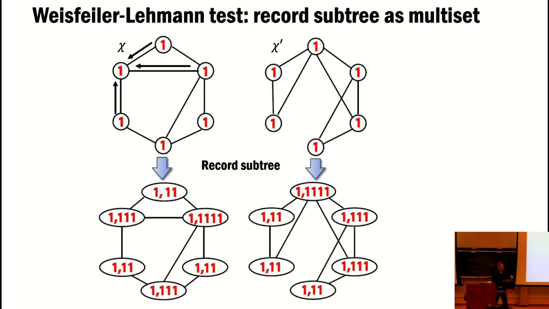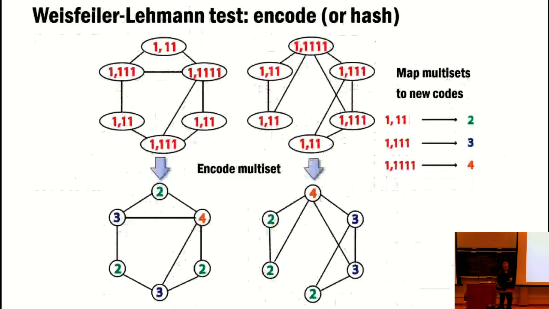So I can simplify this multi-set type of label a bit, right? And then, for instance, I just recode or recolor these nodes. If the center node is 1 and it has 2, 1 neighbors, I recolor it as a green 2, okay? If it's 1, 1, 1, 1, it's 3, 4, okay? So I'm using different colors to denote these different kinds of local neighborhood structure.